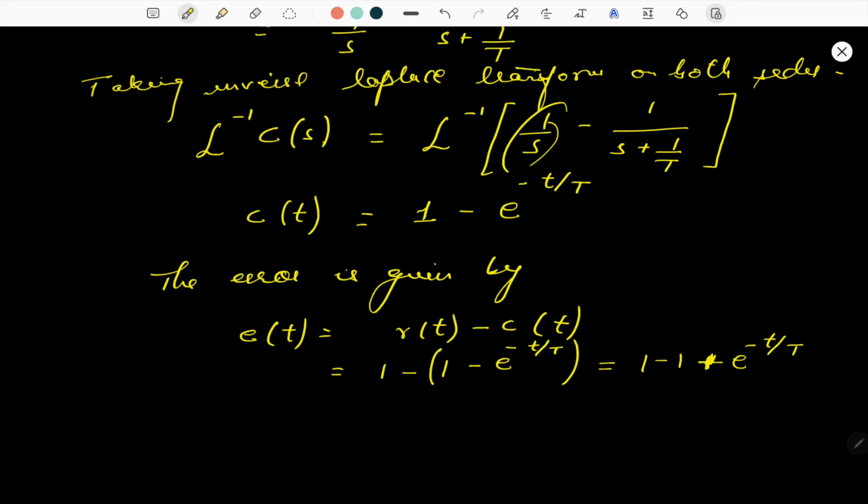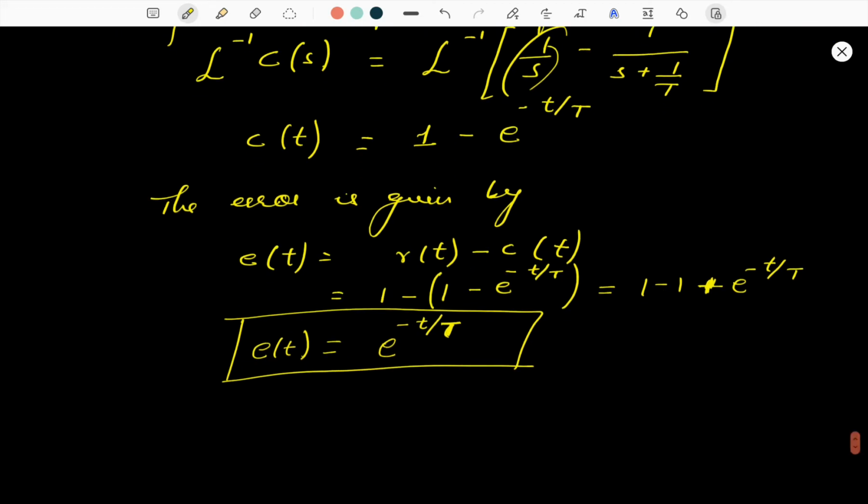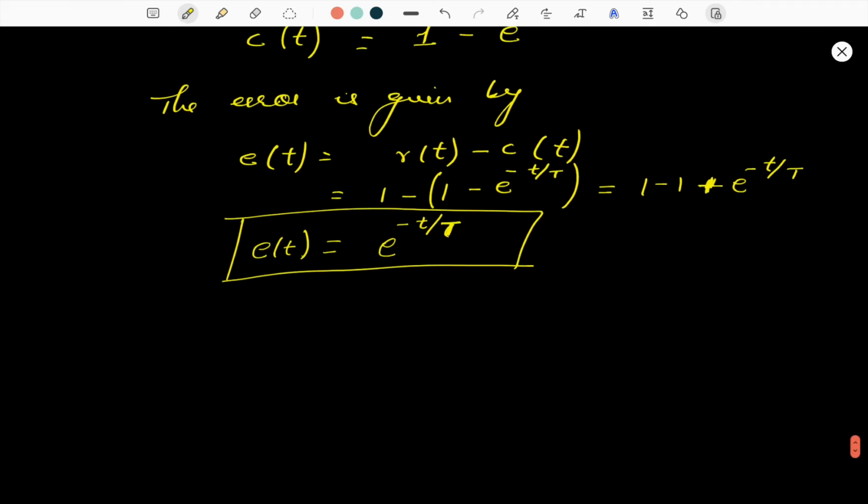1 minus 1 0, and this should be equal to e to the power minus t over capital T. Okay, e(t), this is the error over here. So the steady state error, as we have already told you, is taken when the time tends to infinity.